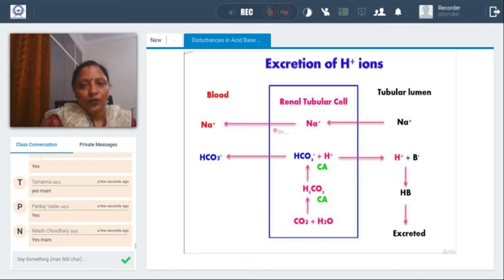So this is the whole mechanism you can see here in the renal tubular cells and the tubular lumen. Sodium, and CO2 plus H2O forms H2CO3 in the presence of carbonic anhydrase, and then this again dissociates into HCO3 minus plus H plus. This HCO3 comes out from the renal tubular cell. In the tubular lumen, sodium, then H plus with the buffer, this is excreted.